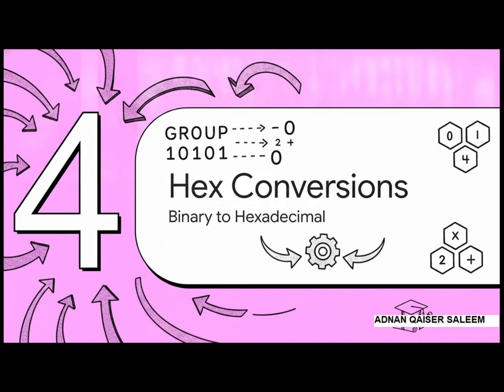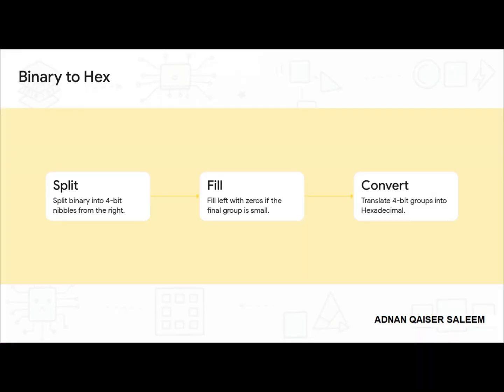Which brings us to Section 4, hexadecimal conversions. Converting a long string of binary to hex is actually super logical.